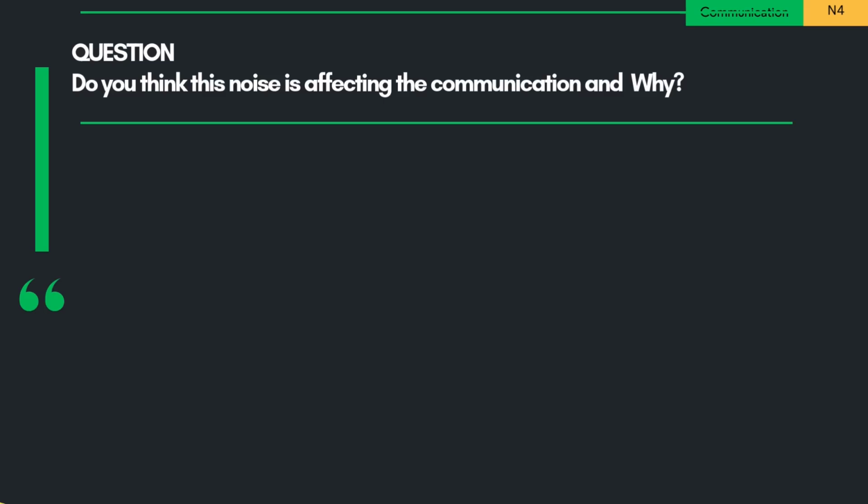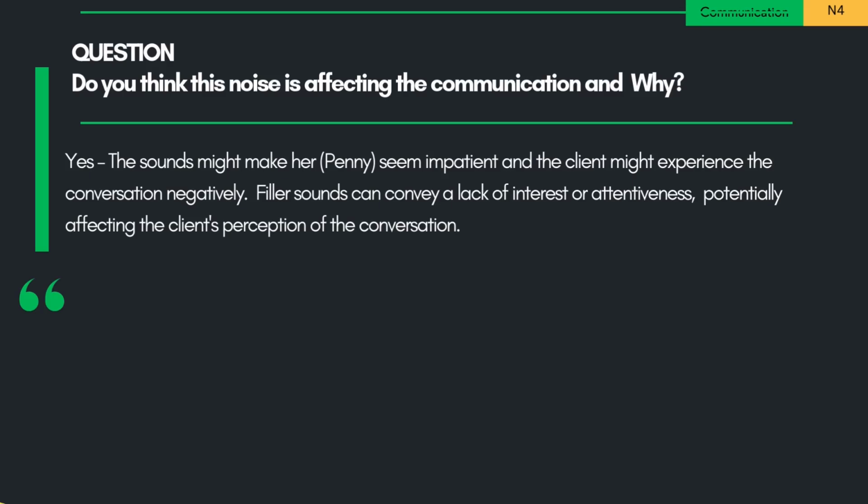Question: do you think this noise is affecting the communication and why? Yes, the sounds might make Penny seem impatient, and the client might experience the conversation negatively. Filler sounds can convey a lack of interest or attentiveness, potentially affecting the client's perception of the conversation.